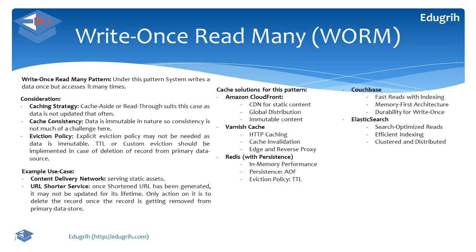Write once, read many, or warm pattern. Under this pattern, the system writes data once but accesses it many times. Some of the considerations from a caching strategy perspective: cache aside or read through suits this case, as data is not updated that often. Cache consistency: data is immutable in nature, so consistency is not much of a challenge here.